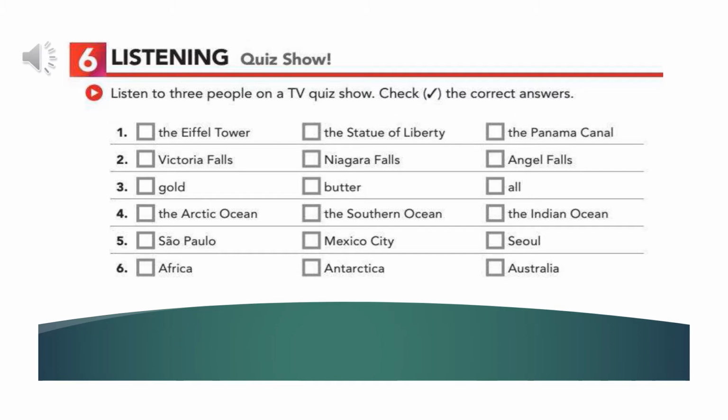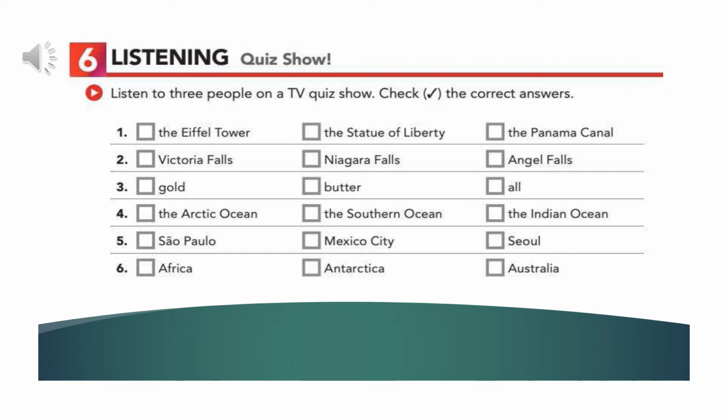Our contestants this evening are Joshua, Rachel, and Andrew. And now, contestants, let's get right to our first question. Question number 1. Which is the oldest? The Statue of Liberty, the Eiffel Tower, or the Panama Canal? Joshua? I think the Statue of Liberty is the oldest. I'm pretty sure they built the Eiffel Tower and the Panama Canal later. That's correct.